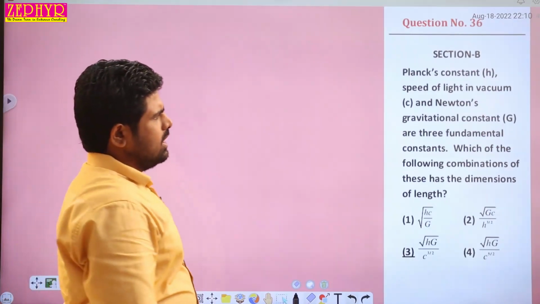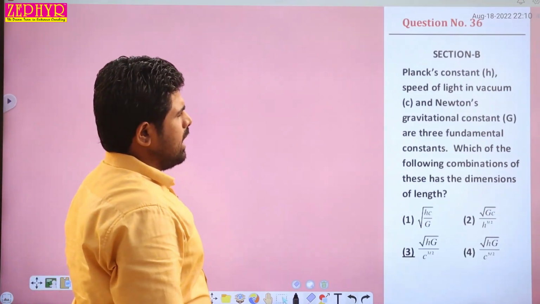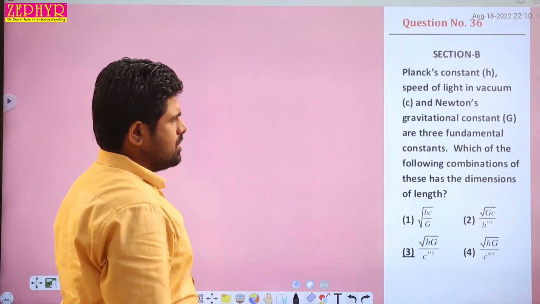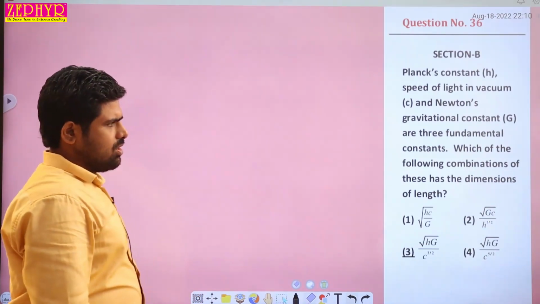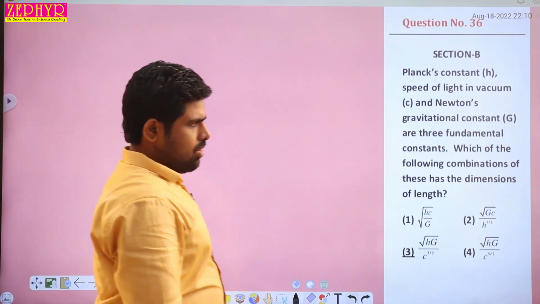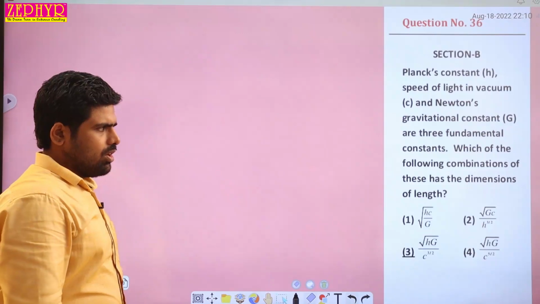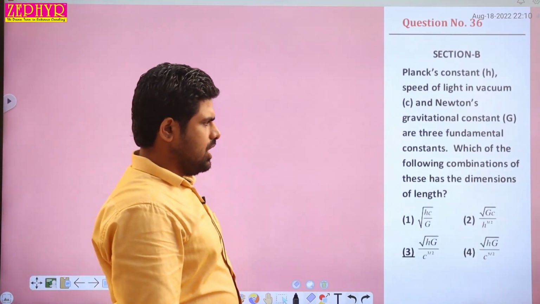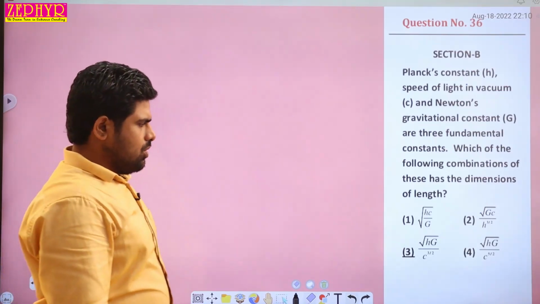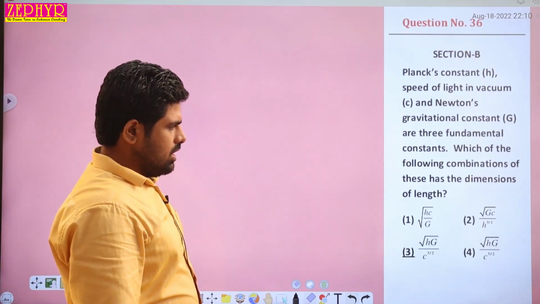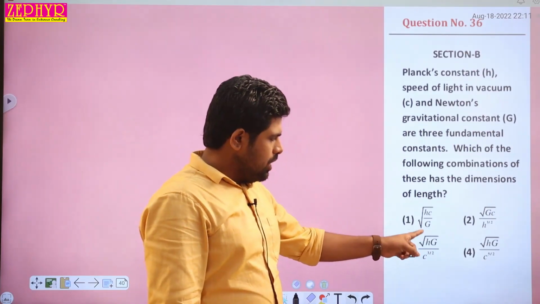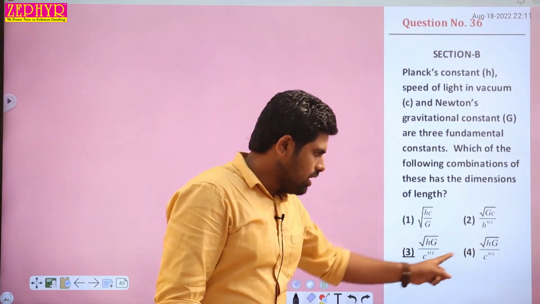Question number 36. Planck constant h, speed of light in vacuum c, and Newton's gravitational constant G are three fundamental constants. Which of the following combinations of these has the dimension of length? Okay, so actually you just find out the unit of these values.